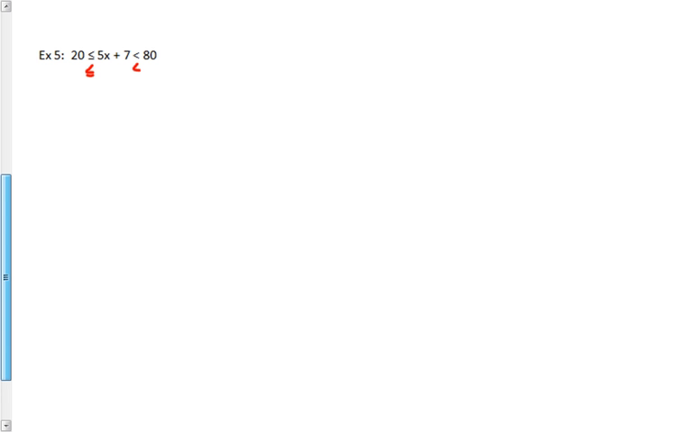What you have to do is get x by itself. X is in the middle. You have 5x plus 7. So we need to get rid of 7. Subtract 7. You're going to do that to all sides. 20 take away 7 is going to give you 13.